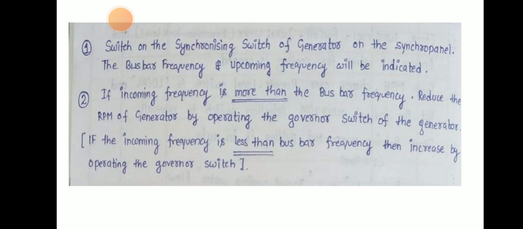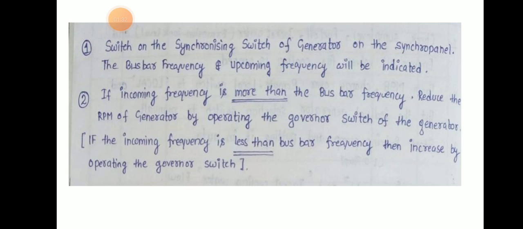If the incoming frequency is more than the bus bar frequency, then we have to reduce the RPM using the governor switch. If the incoming frequency is less than the bus bar frequency, then we have to increase the frequency using the governor switch. We can increase or decrease the frequency according to need, because the bus bar frequency and incoming frequency should be equal.